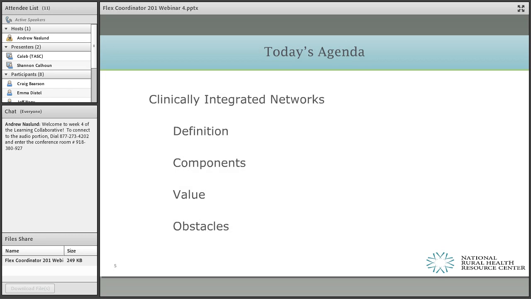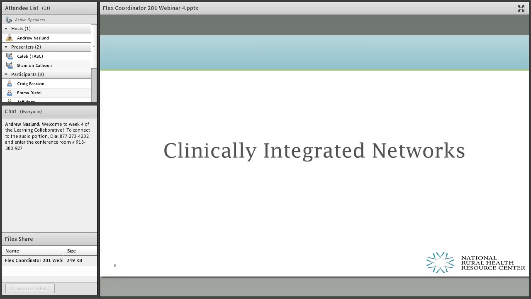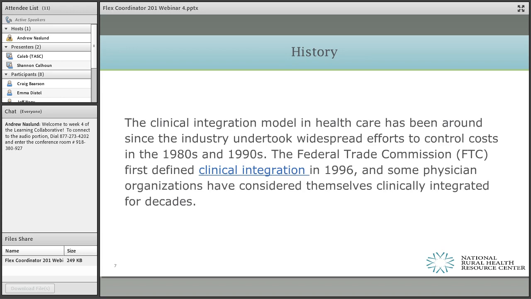So today, we're going to look at the definition of clinically integrated networks. We'll also dig in a little bit on components, and then we will spend some time on the value and the obstacles of participating in clinically integrated networks. So let's just dive in.